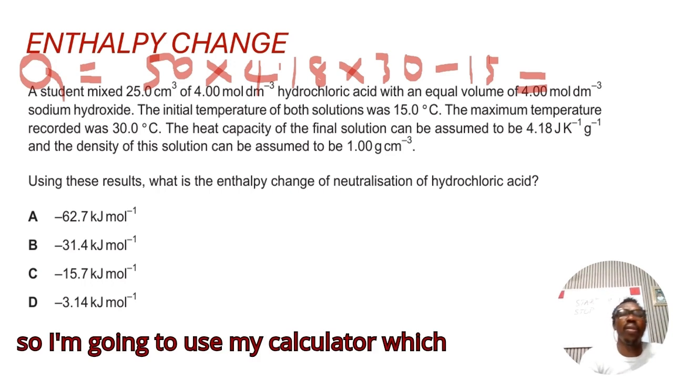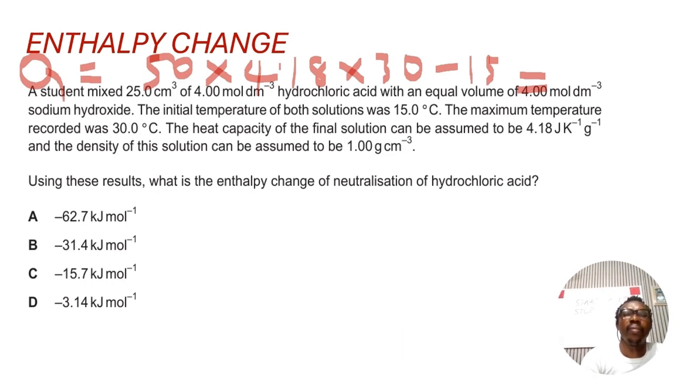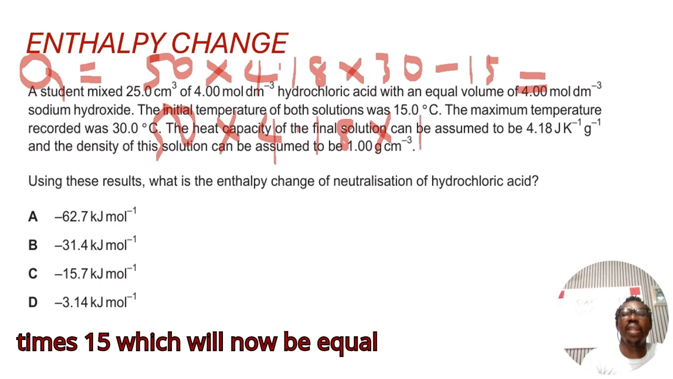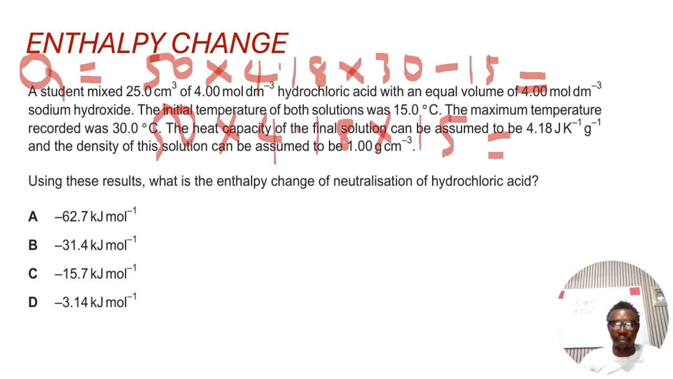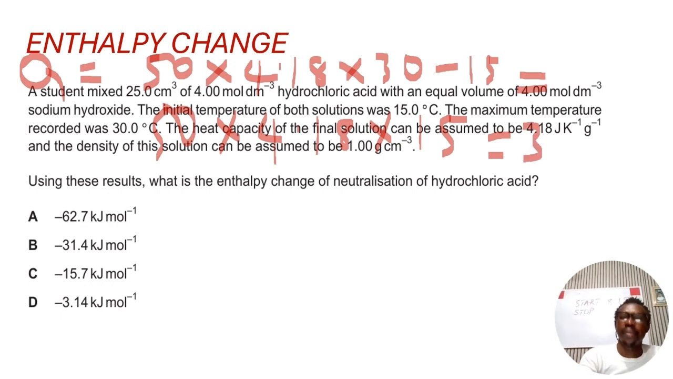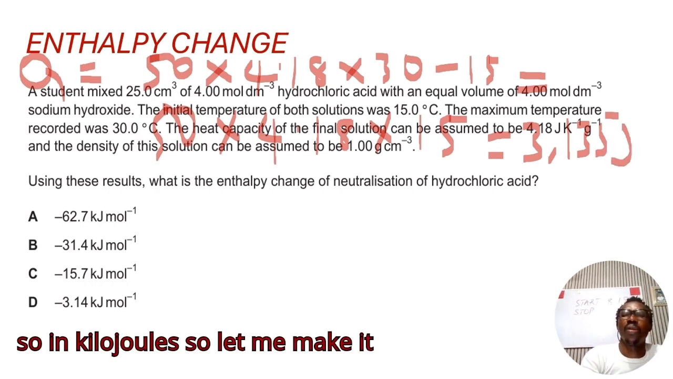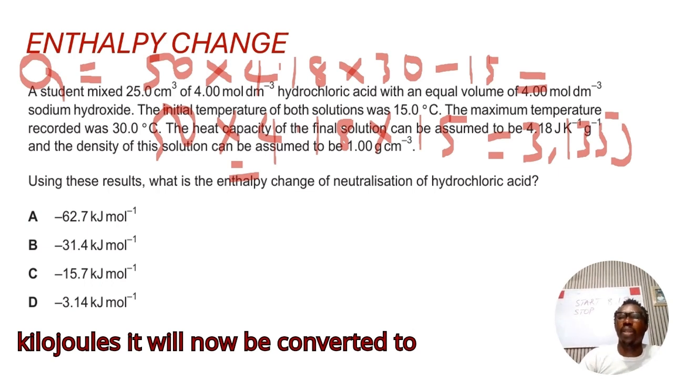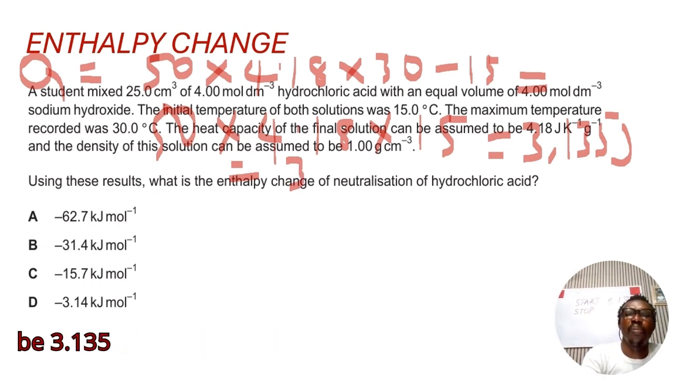So I'm going to use my calculator, which will now be 50 times 4.18 times 15, which will now be equal to 3,135 joules. Let me make it kilojoules. To convert it to kilojoules, divide by 1,000. So it will now be 3.135 kilojoules.